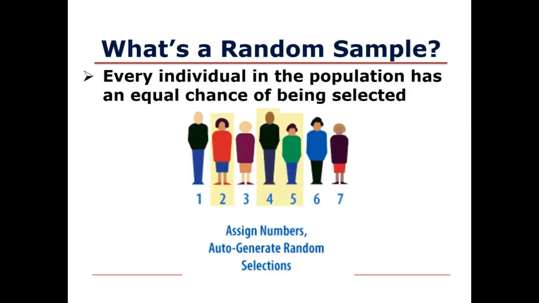What's a random sample? With a random sample, every individual in the target population has an equal chance of being selected. One way to do that is to assign each individual a number and then have a computer auto-generate the selections at random. While that may sound pretty simple, there are many considerations that complicate the matter, but this is a basic introduction, so we'll stick with a basic explanation.